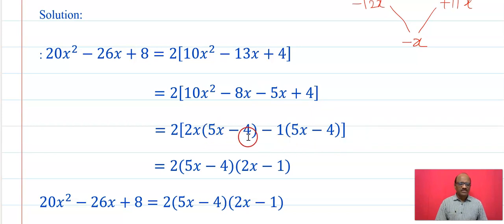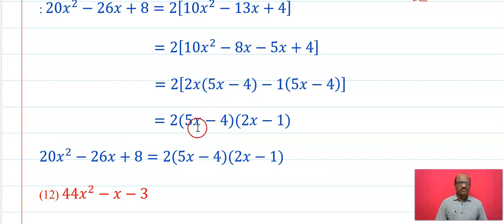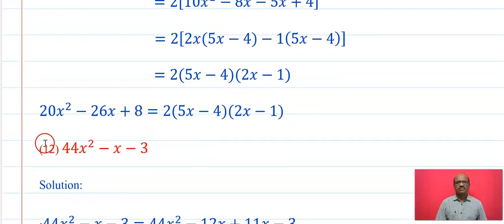Again we will take the 5x minus 4 common from these two terms. Then in bracket you will get 5x minus 4. What are the remaining terms? 2x minus 1. And overall the factors of 20x square minus 26x plus 8 are 2 in bracket 5x minus 4, in second bracket 2x minus 1.